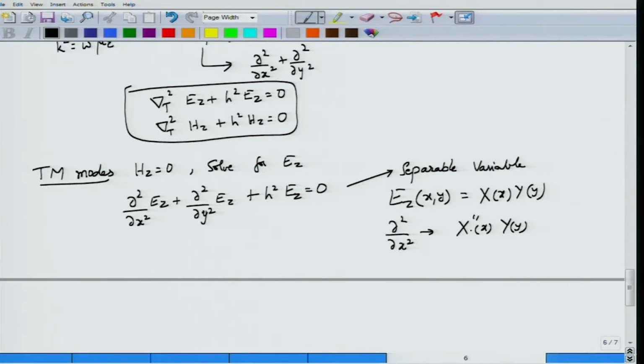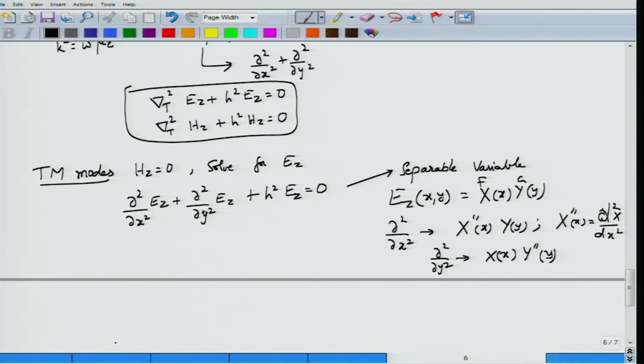So when you differentiate twice, you get X double prime of x; Y doesn't really get changed. Similarly, ∂²/∂y² becomes X of x, which is not being operated on, and Y gets operated on twice, so this becomes Y double prime of y, where X double prime of x is nothing but d²X/dx², the total derivative. You could have chosen this as f of x and g of x and everything would have been the same, except that in place of capital X you would have f and in place of capital Y you would have g.